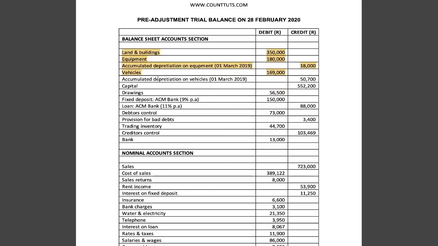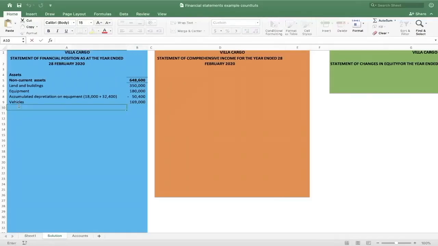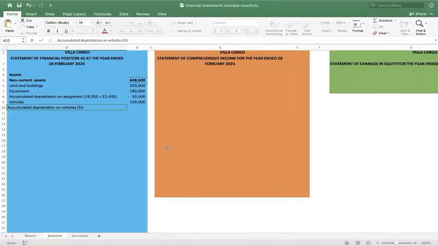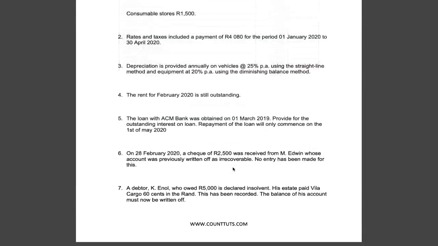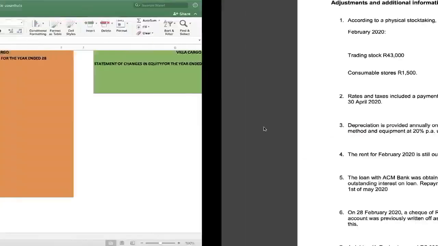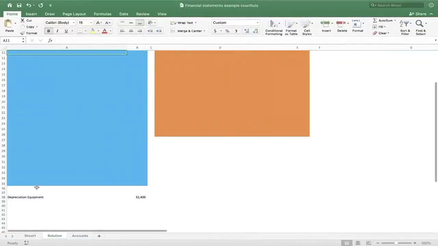Okay, and then here we have accumulated depreciation on vehicles, and we're given that at the beginning of the period it was 50,700 Rand. So we need to record the accumulated depreciation on vehicles. How much was it? It was 50,700 Rand. So we're doing it the exact same way we just did for equipment. And then we add the depreciation for this specific period. Now, what were we told? We were told down here that the depreciation is provided annually on vehicles at 25% per annum using the straight line method. So that's easier if you're doing the straight line method.